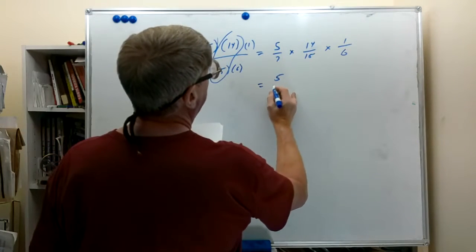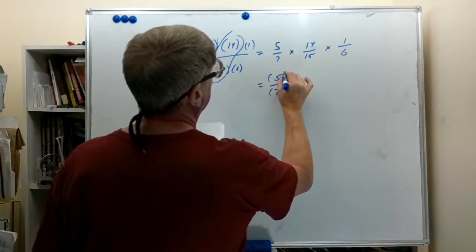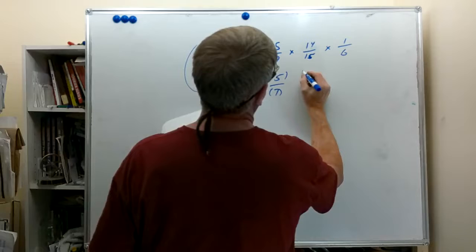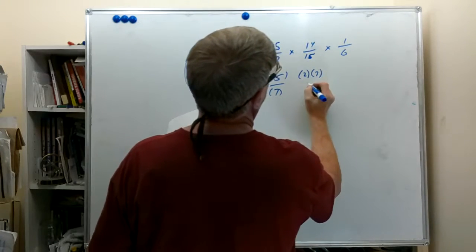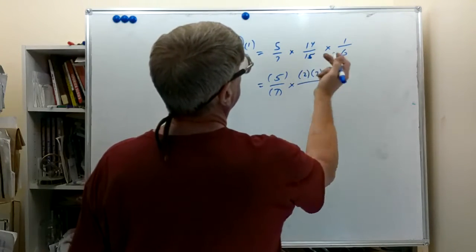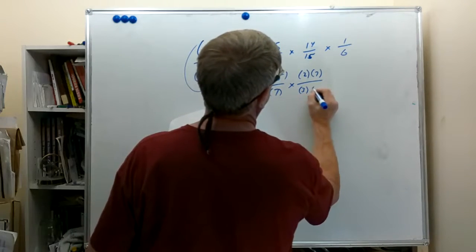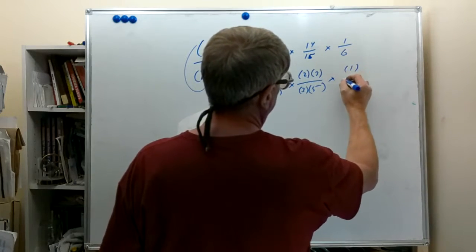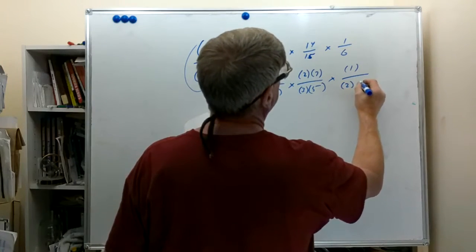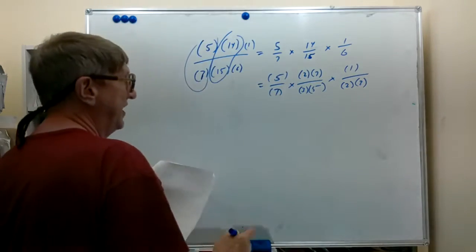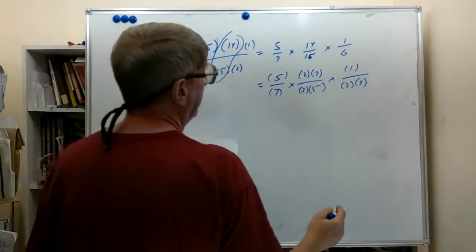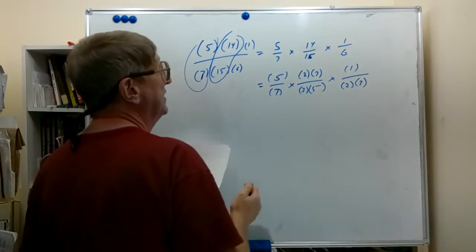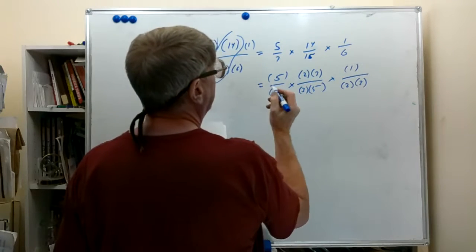Well, 5 can't be factored, nor can 7. Those are both prime, divisible only by 1 and themselves. 14 can be factored to 2 times 7, and 15 can be factored to 3 times 5. And 1 can't be factored. 6 can be factored to 2 times 3. So now we got these fully factored. Actually, everything in these lists are prime numbers, so we know we can't reduce it any further.